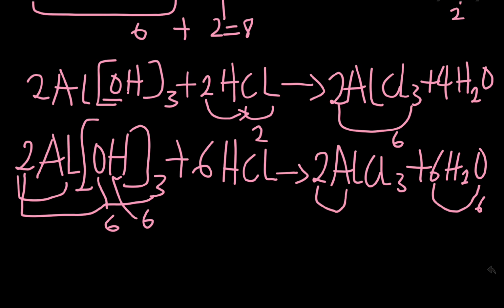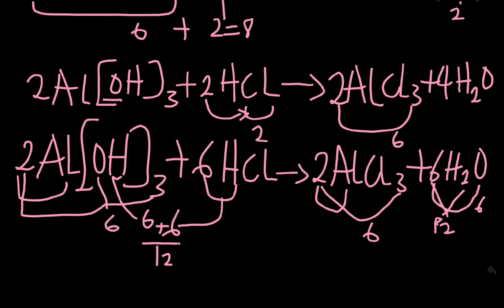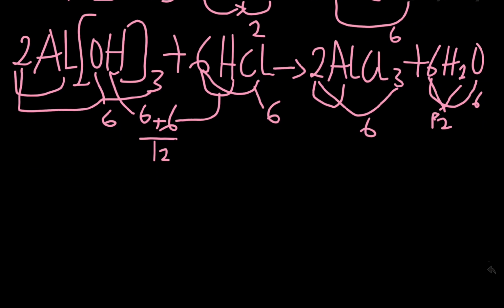So I'll check this place. Hydrogen is 6 here, and also hydrogen is 6 here. So 6 plus 6 would give us 12. So hydrogen is 12 on the left hand side, and on the right hand side, 2 times 6 will give us 12. Hydrogen is also 12 there. And lastly, oxygen. Oxygen is 6 on the right hand side, 6 on the left hand side. And also, let's try chlorine. Chlorine is 2 times 3 is 6. Chlorine is 6 times 1 here is 6. So this is actually a balanced chemical equation.